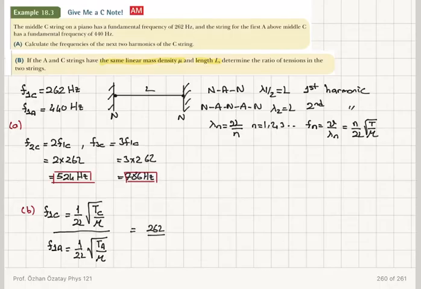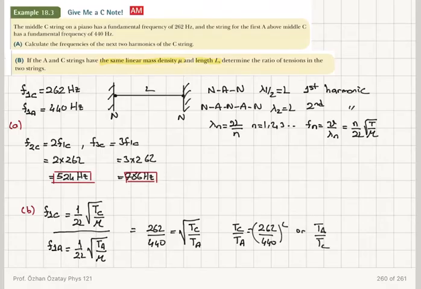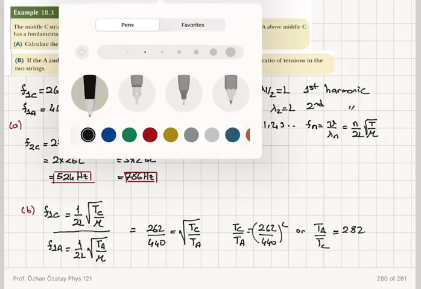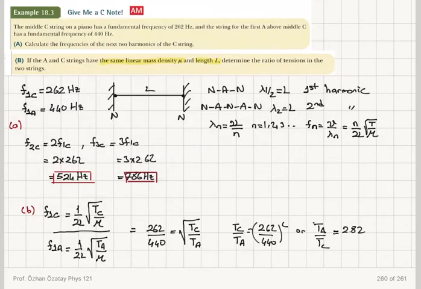So what changes from C to A is just the tension. So if I take the ratio of these two, I find that 262 divided by 440 must be equal to square root of the ratio of the tensions, Tc divided by Ta. Therefore, Tc divided by Ta is 262 divided by 440 squared, or Ta divided by Tc, which is what I have calculated here, is 2.82.